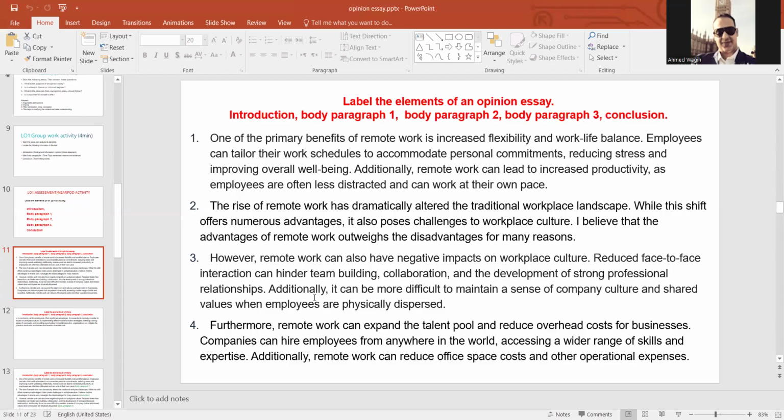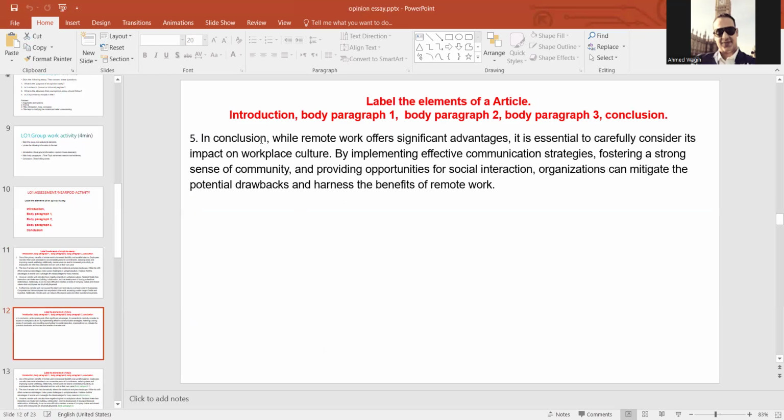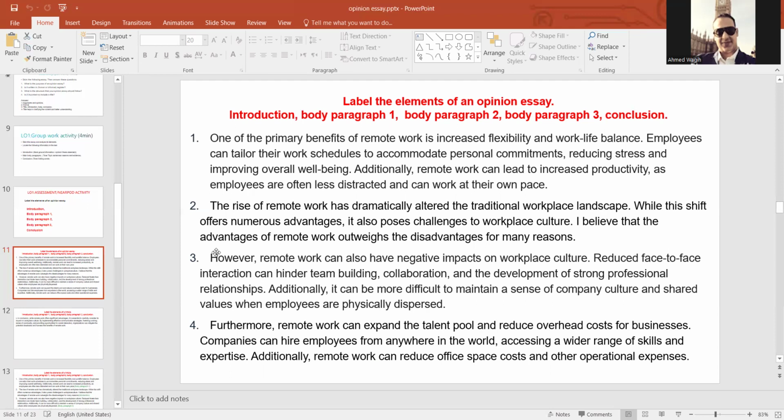Which paragraph is the introduction? Can we start an introduction with however? No. Can we start an introduction with furthermore? No. Can we start with in conclusion? No. Can we start an introduction with one of the primary benefits of remote work is increased flexibility? So start with details like this? No, I need to introduce the topic first. So number two is the introduction.